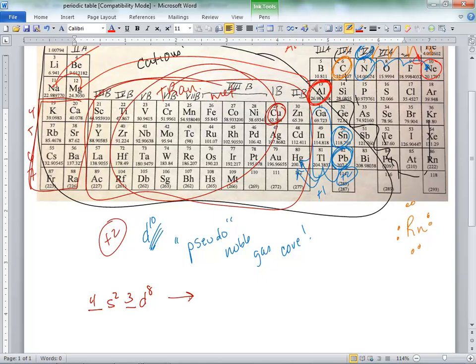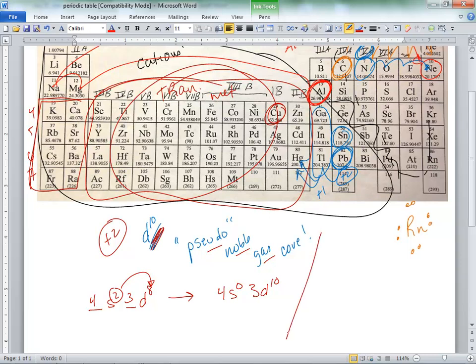It's wrong. The answer you're supposed to write is what? Whenever you can make the pseudo, you do it. So you can write 4s, promote these, and have them go right there. So you make your d10. 4s0, 3d10, right? So whenever you can make d10, you do it. So this is the ground state for copper. Then there's another one. So when you can make d10, you do it.